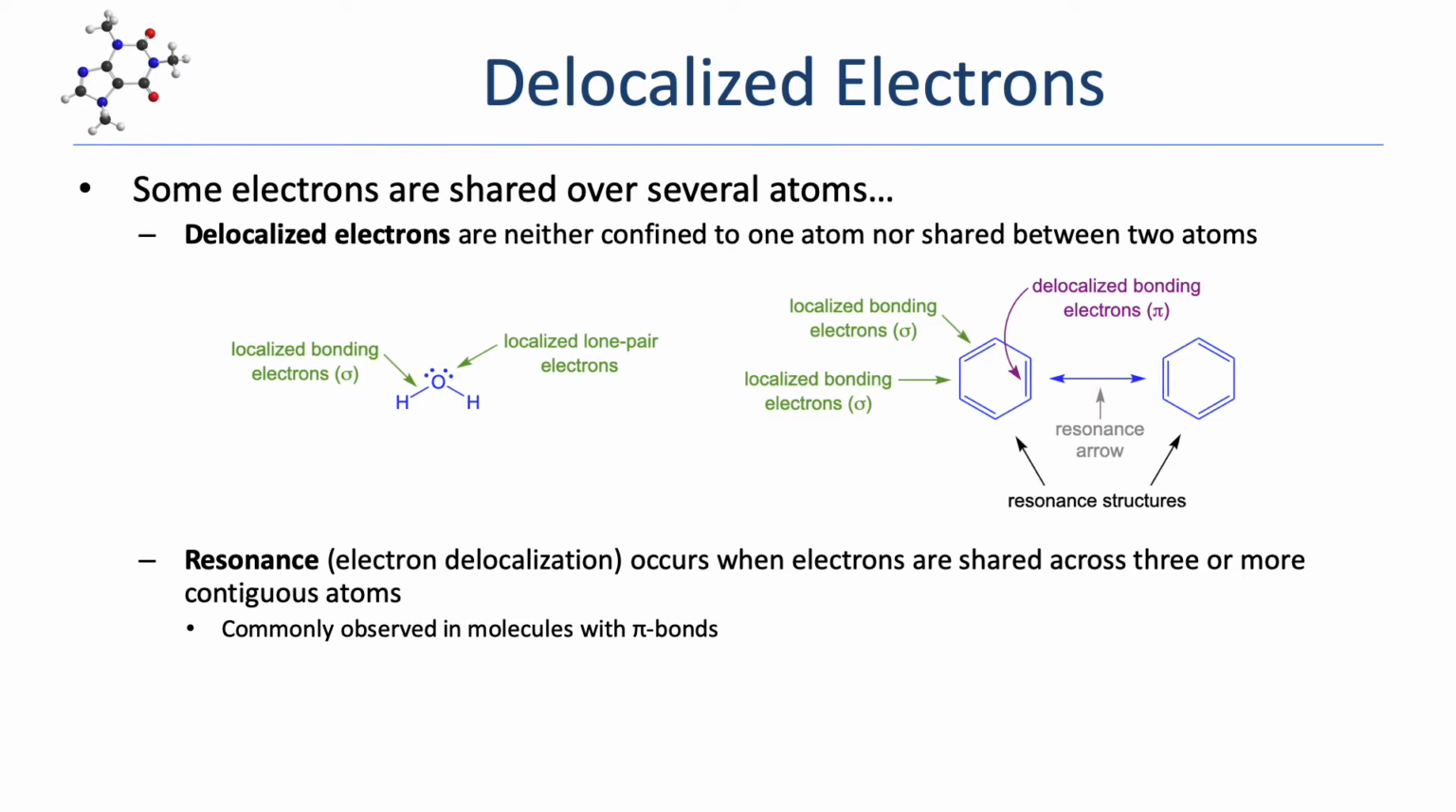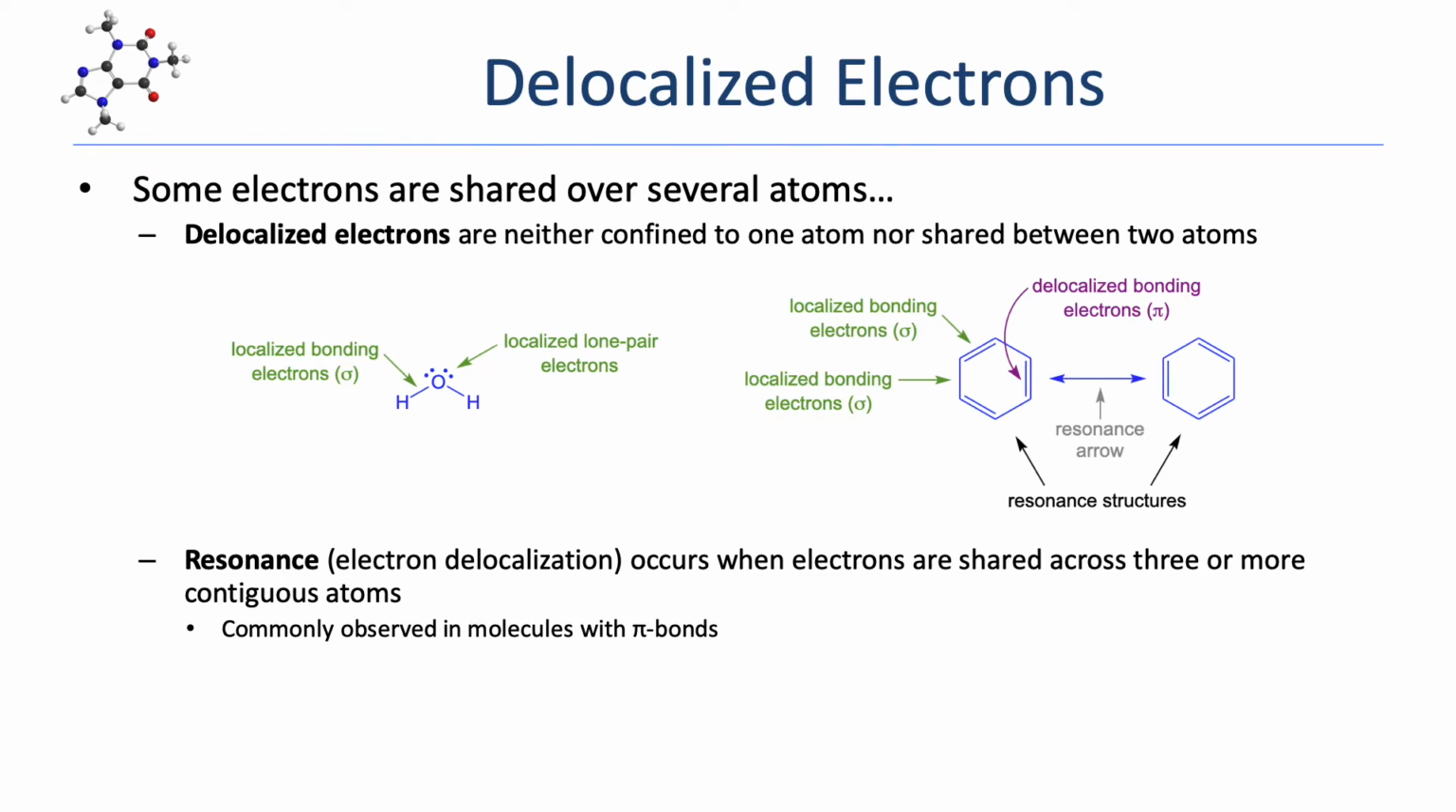In reality, those 6 pi electrons are actually equally shared among all 6 carbon atoms. And because those electrons are not confined to one atom, nor shared between only 2 atoms, they are delocalized. In this case, they're spread out among 6 atoms. In order to explicitly show that there is pi bonding between every adjacent pair of carbon atoms, we actually draw 2 structures for benzene. Collectively, these 2 structures show that there is pi bonding between each pair of adjacent carbon atoms. The 2 drawings are connected with a special double-headed arrow called a resonance arrow, and the 2 drawings are called resonant structures or resonance contributors.